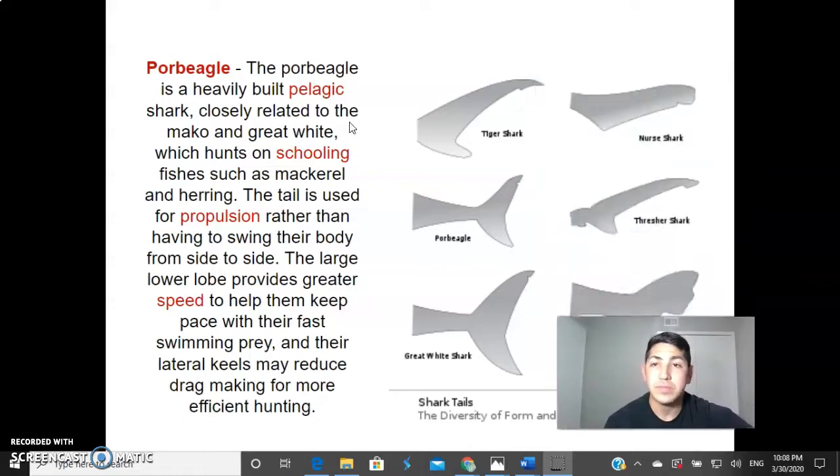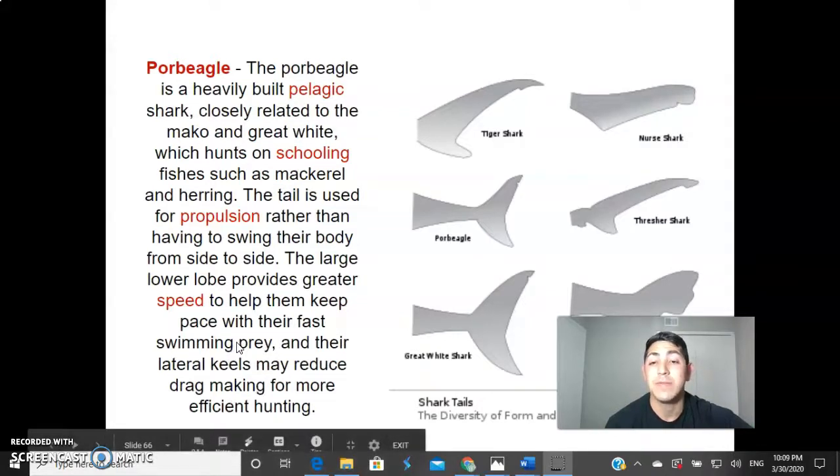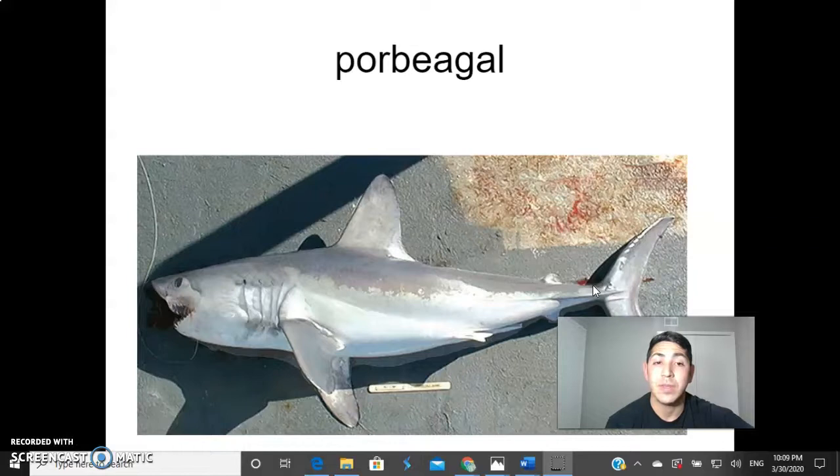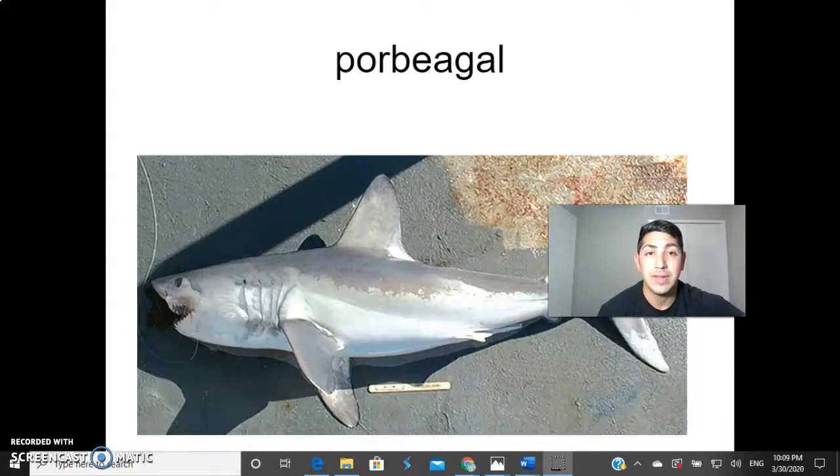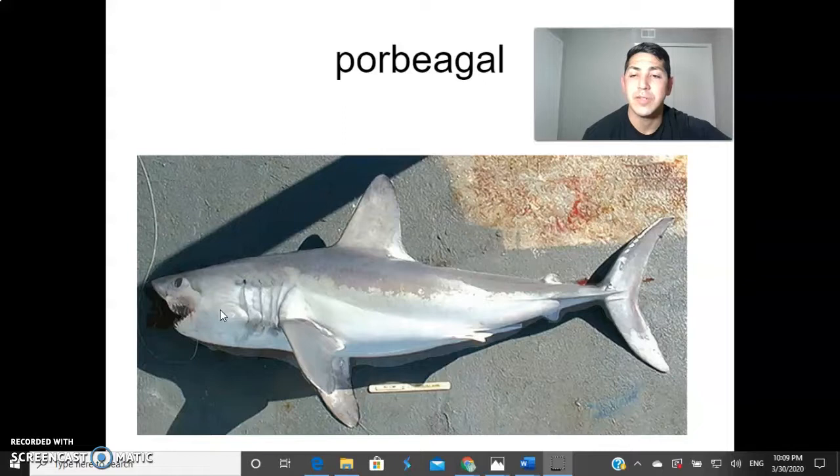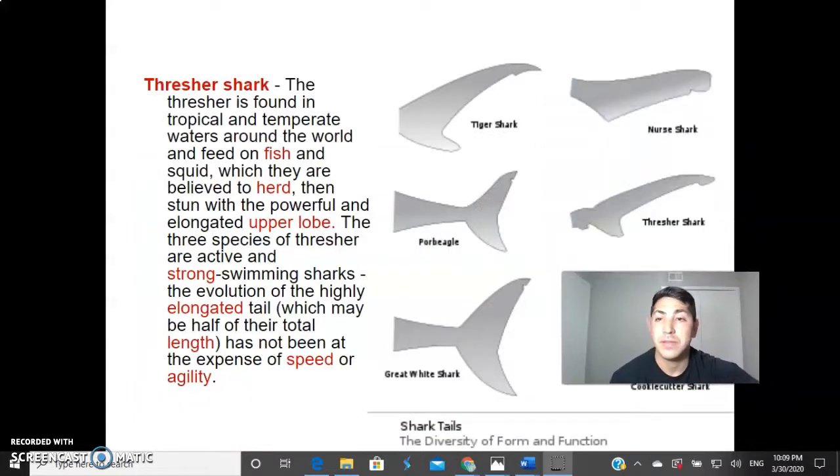The porbeagle. The porbeagle is a heavily built pelagic shark closely related to the mako and great white, which hunts on schooling fish such as mackerel, herring. The tail is used for propulsion rather than having to swing their body from side to side. The large lower lobe provides greater speed to help them keep pace with their fast-swimming prey, and their lateral keels may reduce drag, making it more efficient hunting. So the lateral keel is this right here on the side. Another one of my favorite sharks. So this is just a miniature great white, a little bit smaller than a great white, maybe 3 to 4 feet, and very quick.